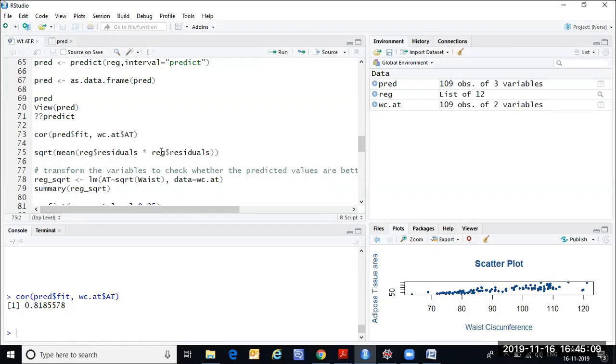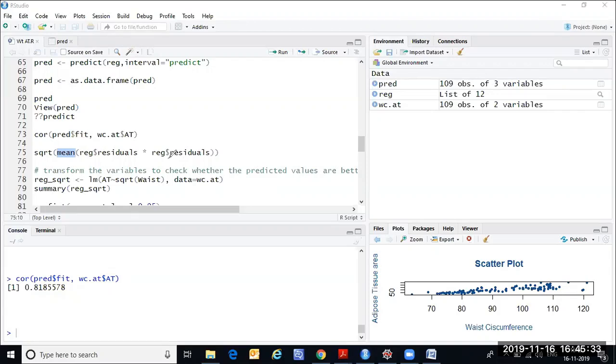Now, what are we doing here? I'm taking the residuals from the regression and squaring them, taking a mean of it and applying a square root. So that means, what am I doing?